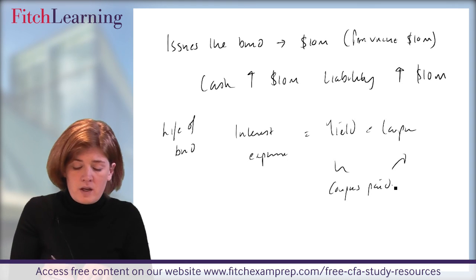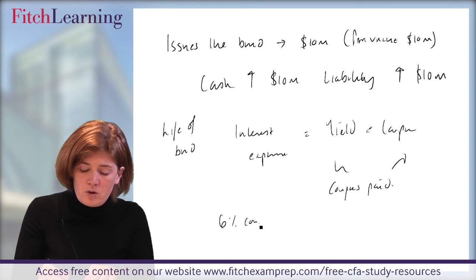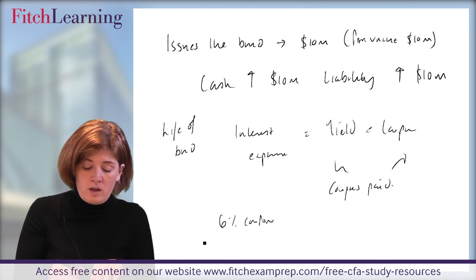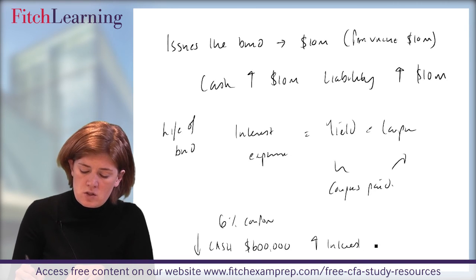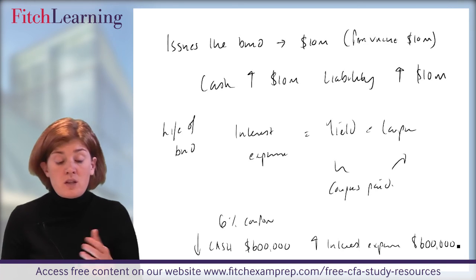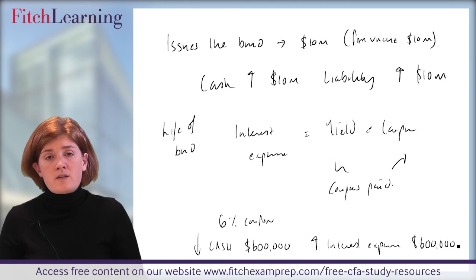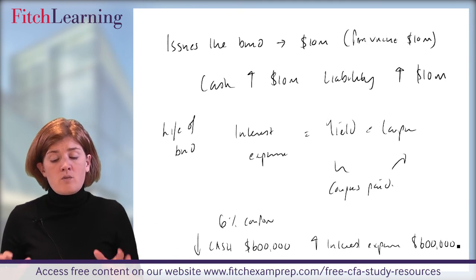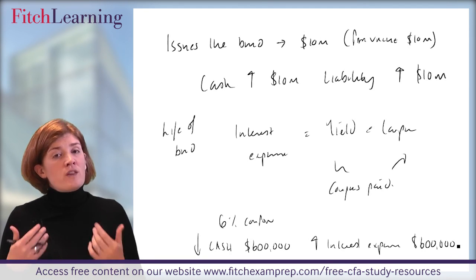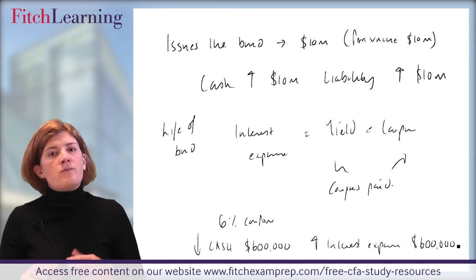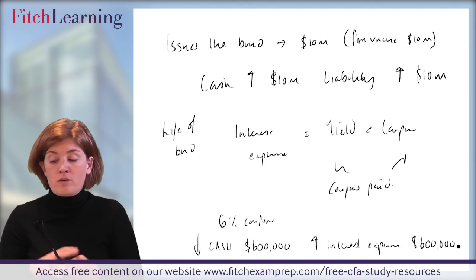So for example, let's say we had a 6% coupon. What we would then do is we'd say, okay, cash down 600,000, and we would show an interest expense of 600,000, and that's what would happen over the life of the bond. At the end of the bond's life, they would repay the 10 million par value and then remove the liability. So like I say, when bonds are issued at par, accounting for bonds is very, very straightforward indeed. It's when they're not issued at par that we have the problems, when we need to do a bit more work, and that's what we're going to run through now.